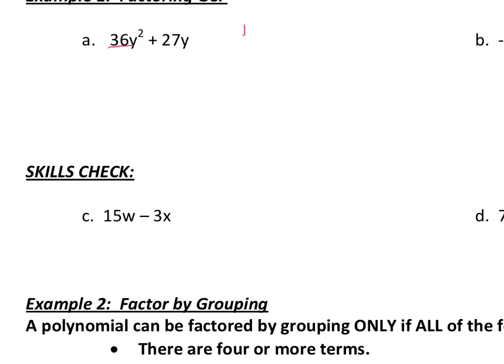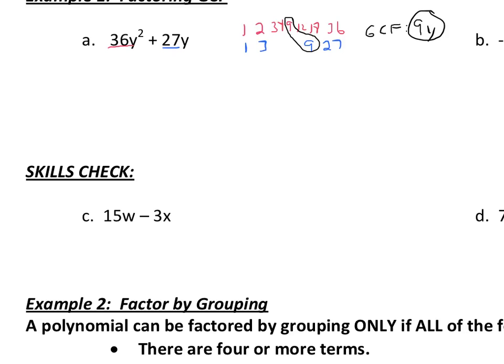So 36, I know, is 1 and 36, 2 and 18, 3 and 12, 4 and 9. Alright, and then I have 27, which is 1 and 27, and 3 and 9. Now the largest number that goes into both, or the greatest common factor, is 9. So in this case our greatest common factor is 9. They both have at least one y.